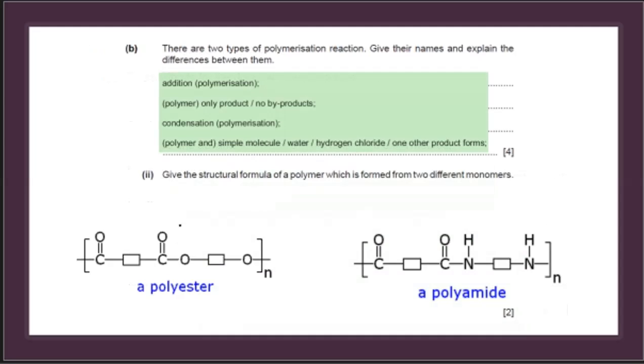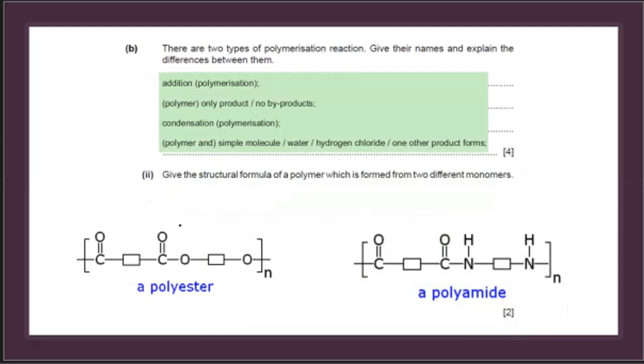All right. So there are two types of polymerization reactions. Give their names and explain the difference between them. Okay, so this question we've come across a couple of times. Addition polymerization is one and condensation polymerization is another.